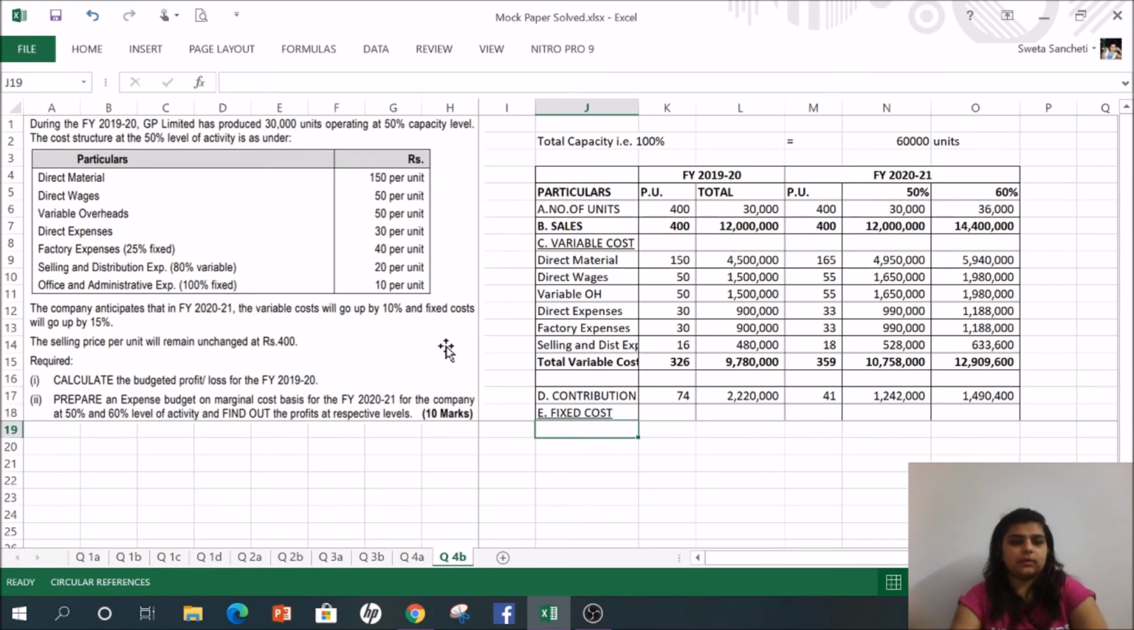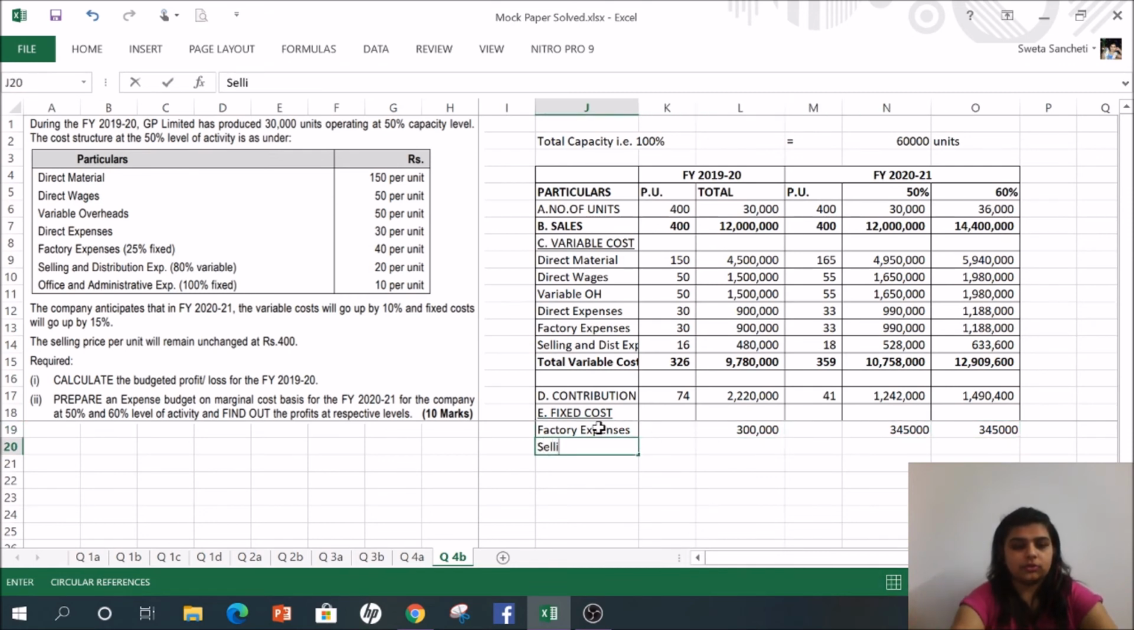Now under fixed cost, first is our factory expenses. Factory expenses, we have already written that 30 is variable and 10 rupees was fixed. So 10 into 30,000 is our factory expenses. Now coming to increase, they are saying it will go up by 15%. So into 115%, and this would be equal to this. Since it's a fixed expense, it does not change with the output.